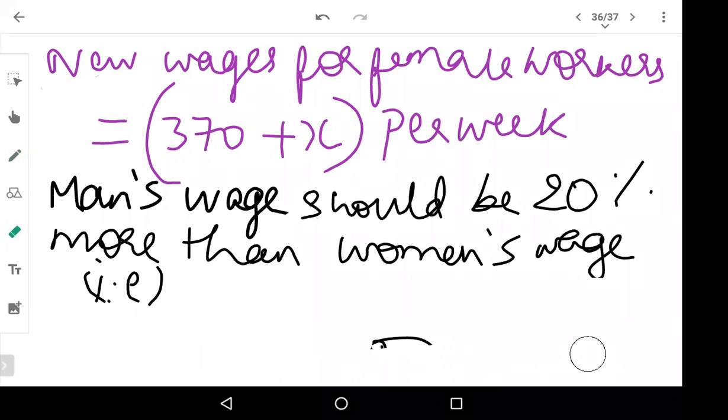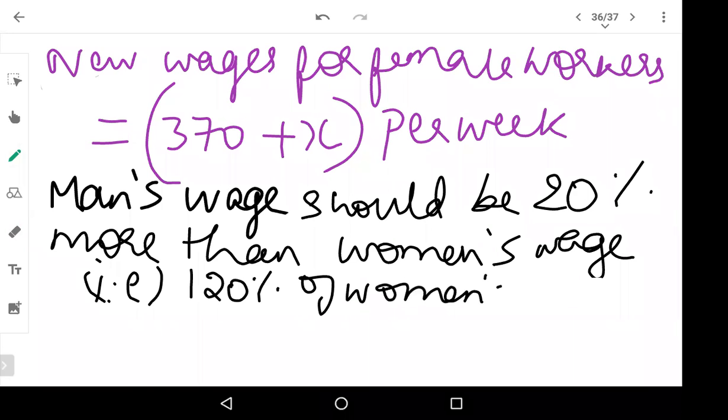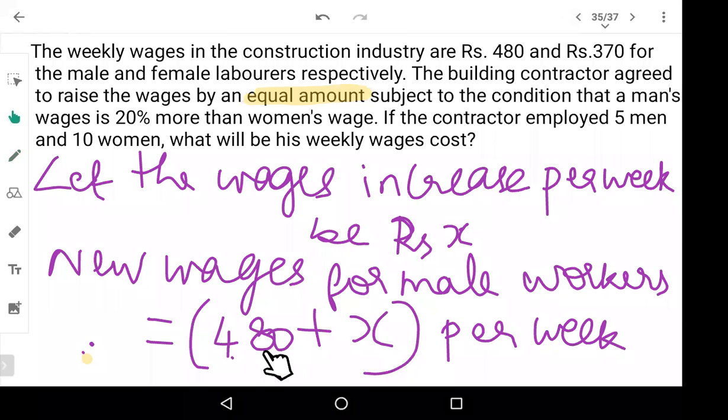So instead of saying like this, we are saying in another way that man's wage is 120% of women's wages. This is what we are trying to say. So what will happen here is, what is man's wage? 480 plus X is the man's wage.